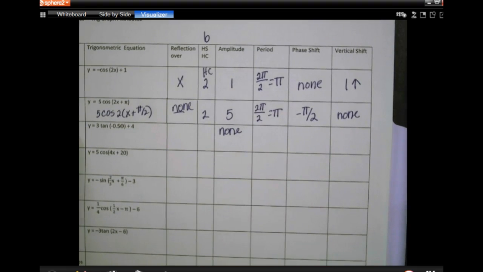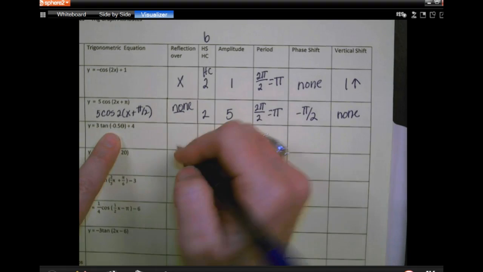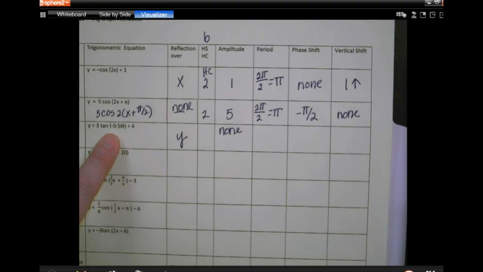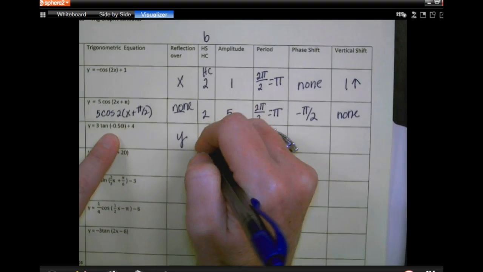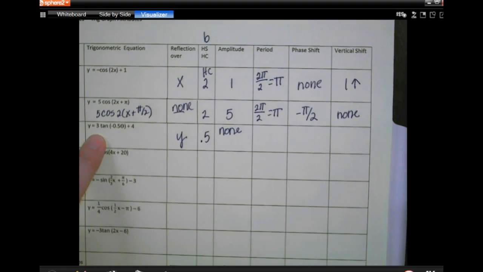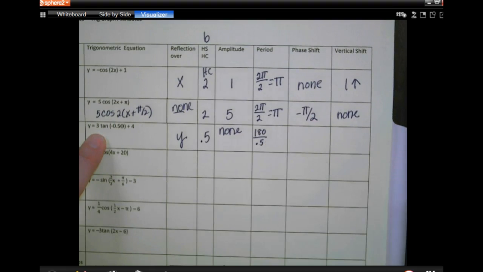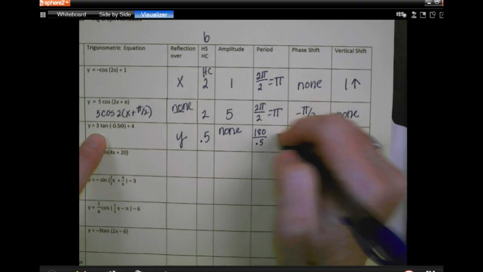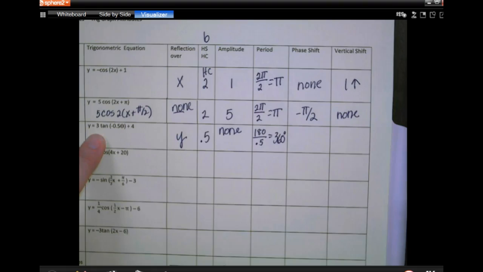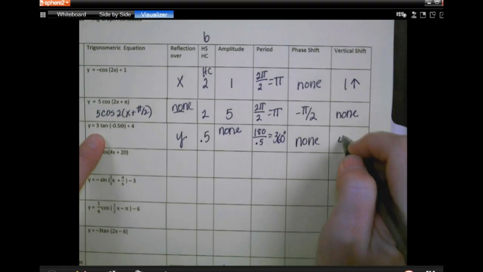All right, do I have a reflection here, guys? So inside the parentheses is negative, so this is over the y-axis. What's my b this time? 0.5 or a half, either one would be okay. So what did we say the period was for tangent? 180. This time we're using 180, and I'm going to divide by 0.5. So that would be like dividing by a half. So if you divide by a half, you flip it and multiply, so you get 360 here. Do I have a phase shift? None. And I went up 4.